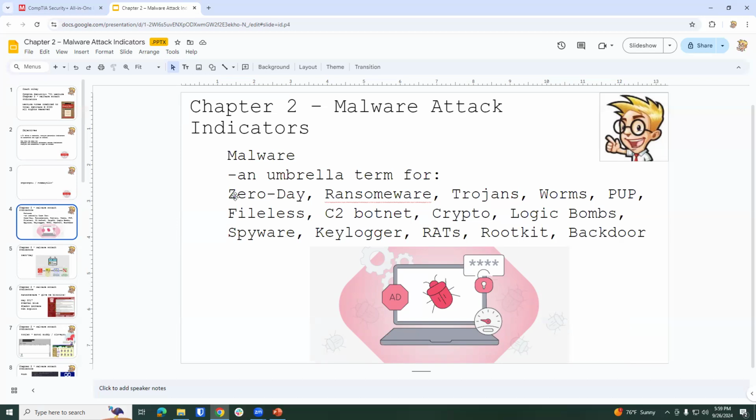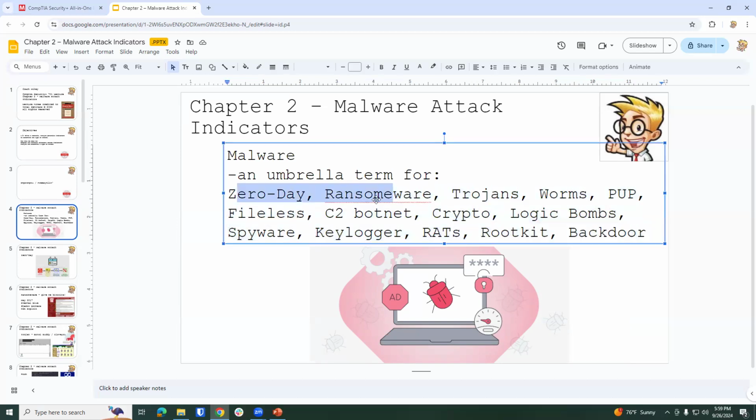Well, there's a lot of different types of malware, right? Take a look at all the things on the screen here. So we're going to look at these different topics. 0-day, ransomware. Did I spell that correctly? No. Yeah, there's no E at the end. Okay, Trojan, worms, PUPs, fileless malware. We're going to look at command and control, botnets, crypto, logic bombs, spyware, keyloggers, RATs, rootkits, backdoor, and I'm sure there's more, but that's enough just for this exam.